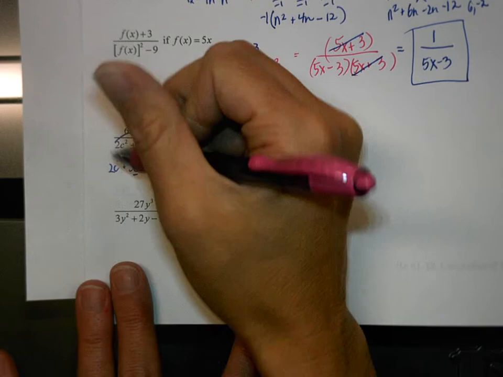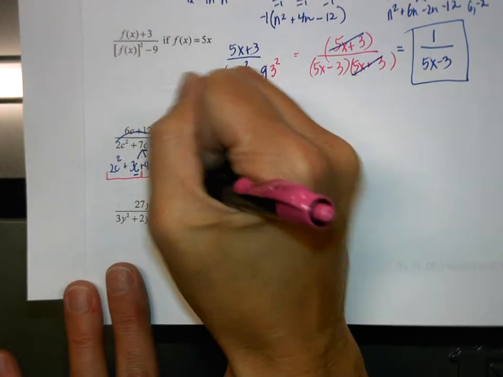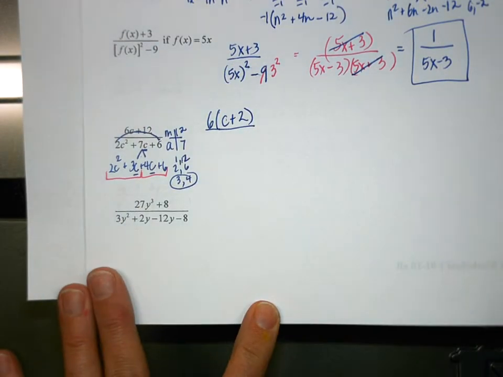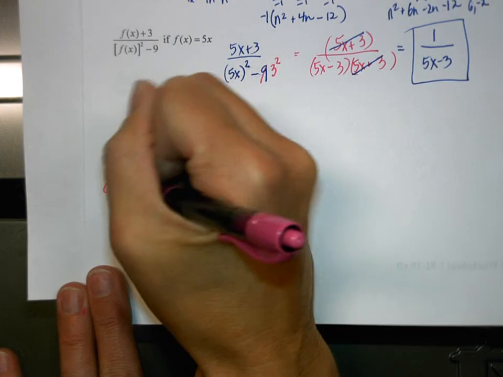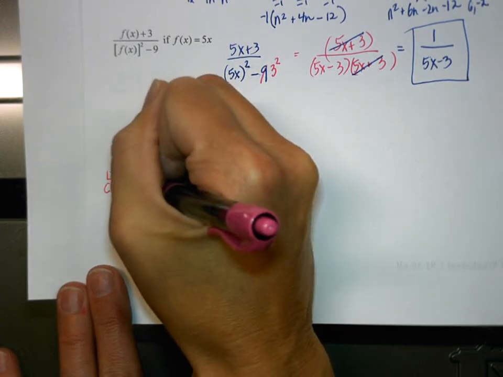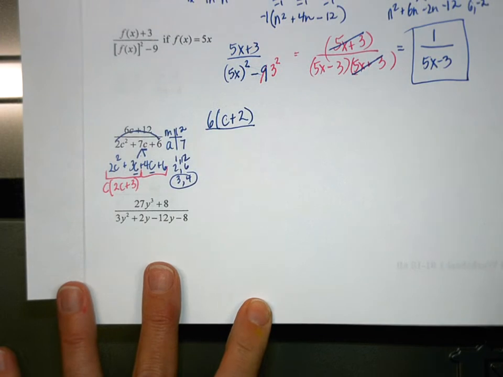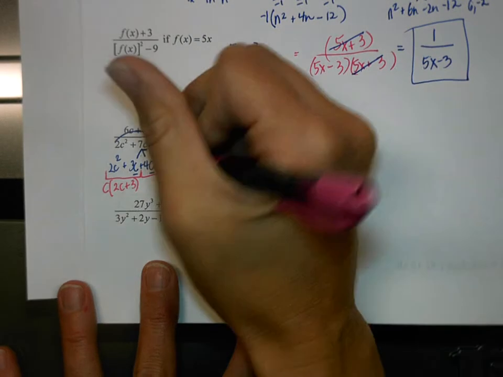Then we factor by grouping. So we group those. What's the GCF of the first group? C. And I'm left with 2c plus 3. The second group, I can take out a what?